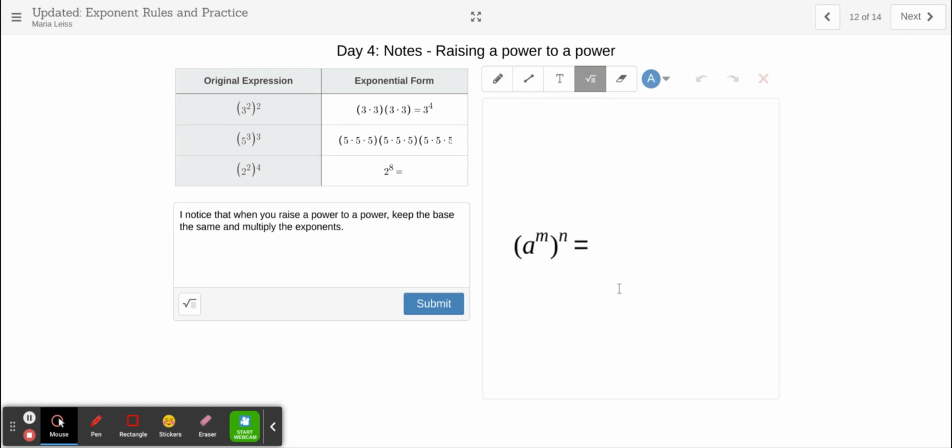Now, let's go ahead and write that algebraic rule. Click on the type math. Click in here. Keep the base the same. My base is an A. Multiply the exponents. Shift 6. Now, because the 2 exponents I'm multiplying here are variables, I need to put them in parentheses. M times N can be written as MN, and that's it. This rule is pretty easy, but it is very easy to get confused with the first rule that we learned.